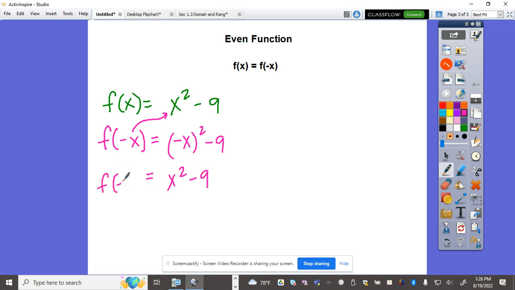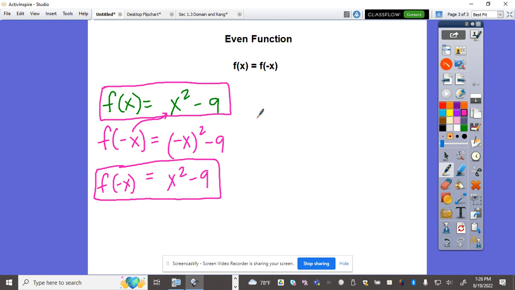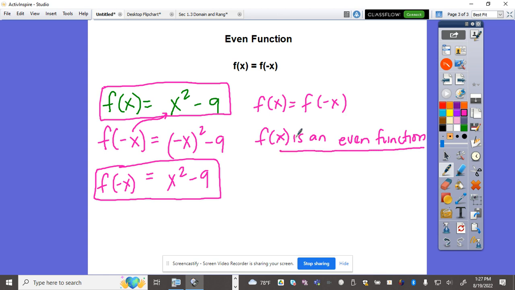And if you notice, f of negative x, which is x squared minus 9, is the same thing as the original f of x. So therefore, f of x is equal to f of negative x. So f of x is an even function. Since it's an even function, you can stop there and you don't have to check if it's an odd function. Okay. One more. Let's do it by the graph.